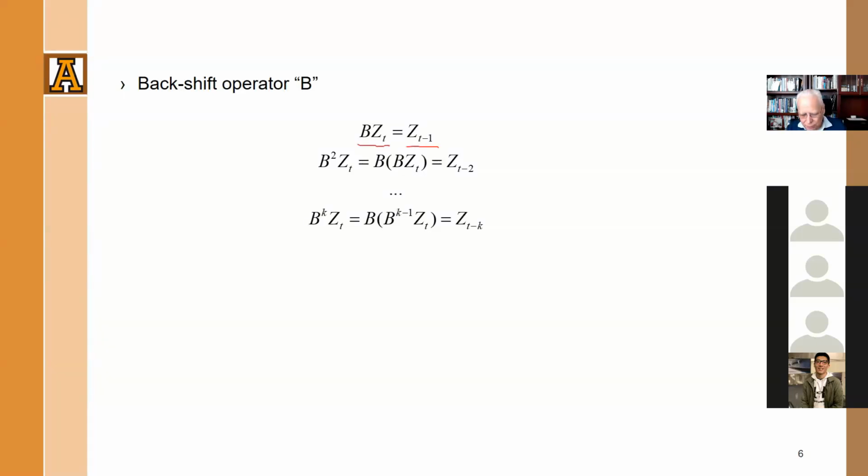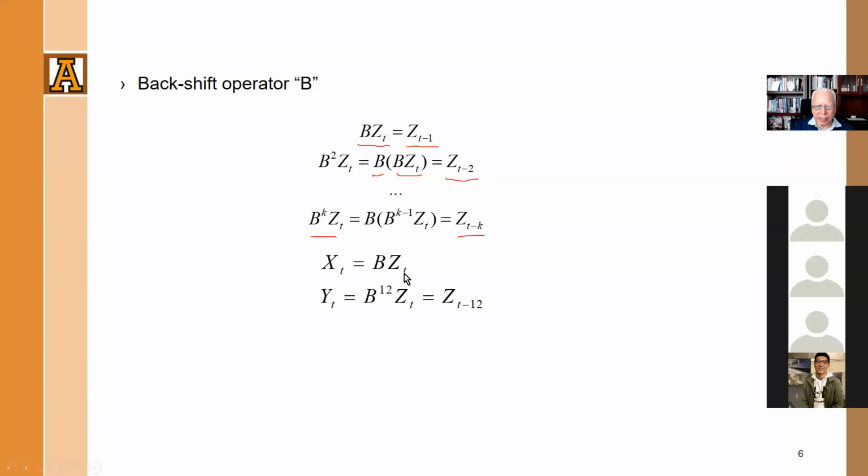The square of the backshift operator: we just apply the backshift operator to the backshift operator of Z_t, and that's Z_t minus 2. And if I have the kth power of the backshift operator, we get Z_t minus k. So when that operator acts on our time series, it looks at one lag behind, or two lags behind, or k lags behind.